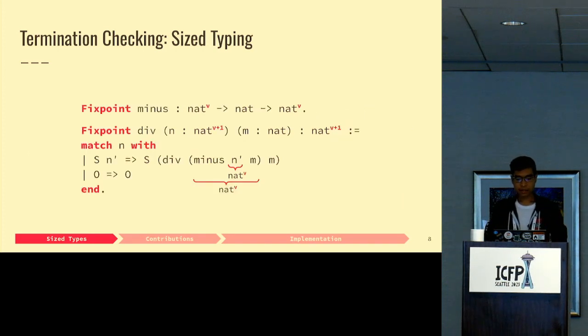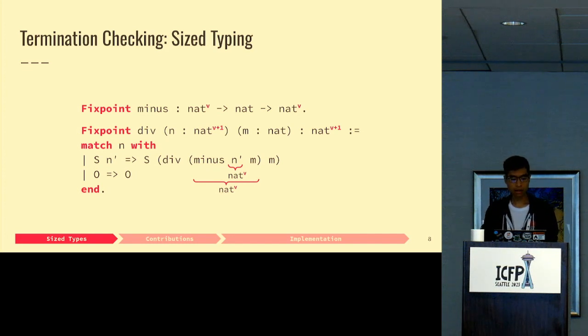Now, the idea behind ensuring that a recursive function terminates is that you can only recursively call that function on an argument with a strictly smaller size. So for div, if we're given a natural of size v plus 1, the recursive call must be on a natural of size v. The key here is that minus doesn't increase the size of what passes through its first argument.